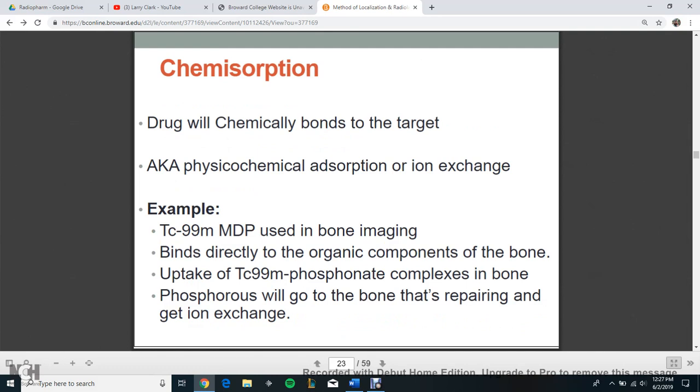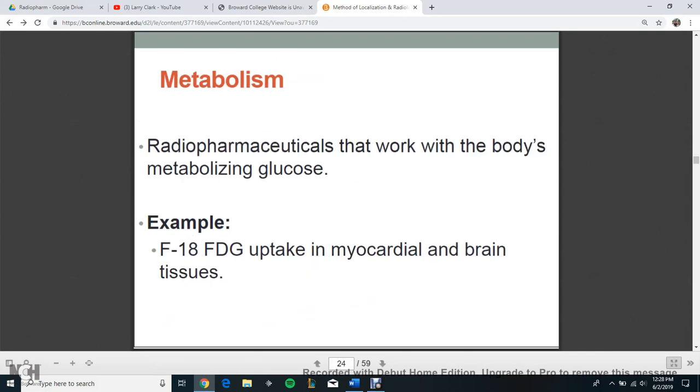Chemisorption. Drug will chemically bond to the target, aka physiochemical adsorption or ion exchange. An example would be technetium-99m MDP used in bone imaging. It binds directly to the organic components of the bone. Uptake of technetium-99m phosphonate complexes in bone. Phosphorus will go to the bone that's repairing and get ion exchange.